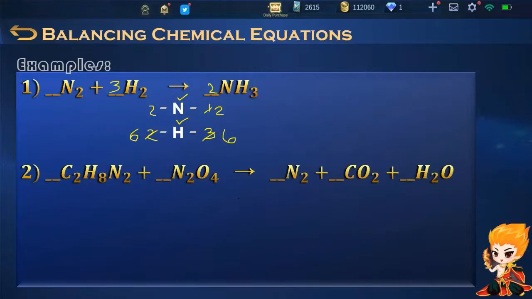Let's have example number 2. Input all the elements present in the equation. We have carbon, hydrogen, nitrogen, and oxygen. Inventory: carbon is 2, hydrogen is 8, nitrogen is 2 plus 2. Take note, it exists in the reactant twice, so that's 4. Oxygen is 4. On the product, carbon is 1, hydrogen is 2, nitrogen is 2, and oxygen is twice, 2 plus 1 is 3.